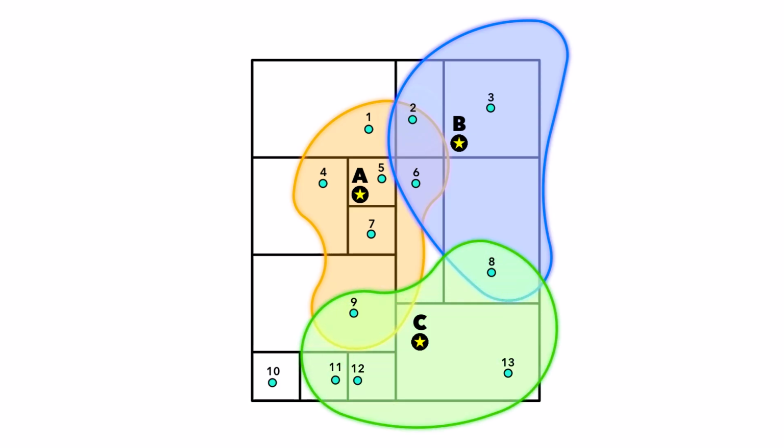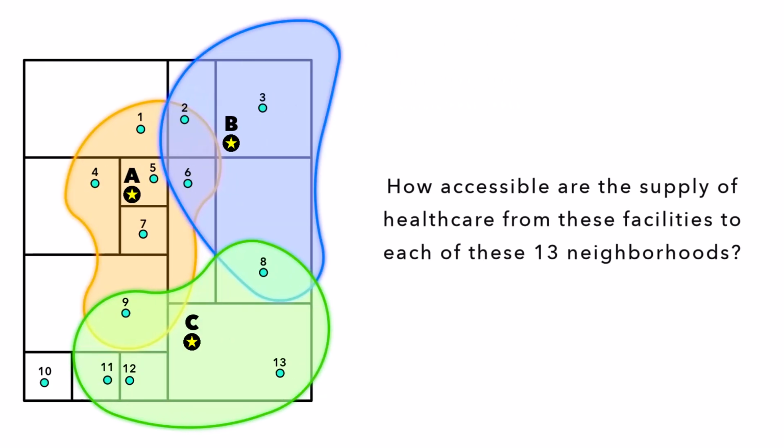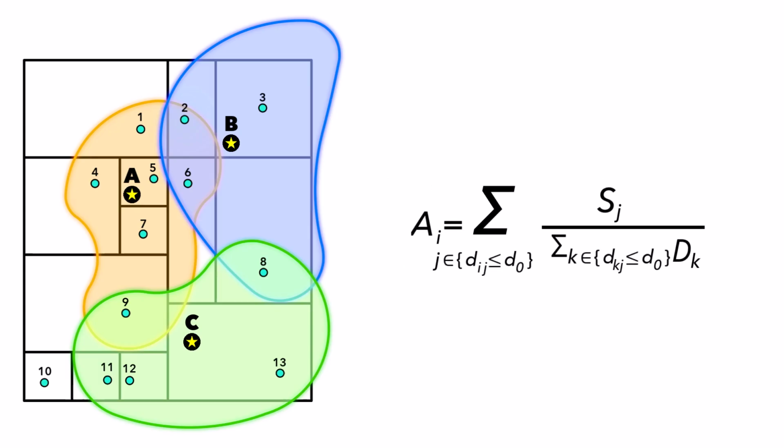The question we want to answer is, how accessible is the supply of healthcare from these facilities to each of these 13 neighborhoods? This is the kind of question the two-step floating catchment area method can help us answer. On the right-hand side of this figure is an equation that defines this method. It may look complicated, but let's break it down to understand how it measures accessibility.